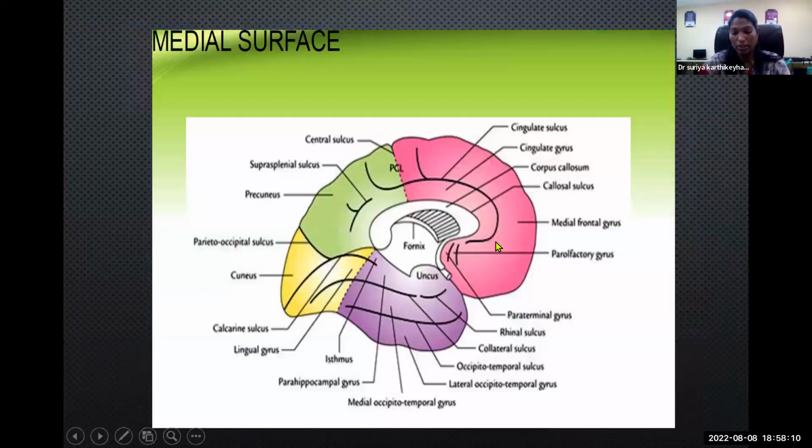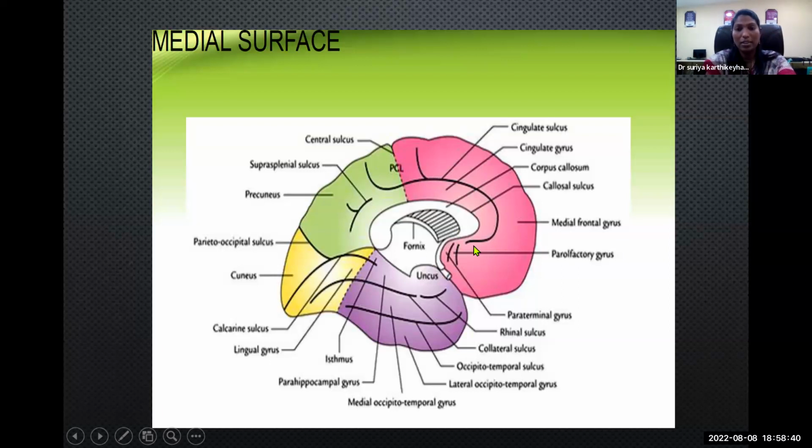Again, we should know about it, same as the superolateral surface. The medial surface also has important sulci and gyri. You can at least remember 5 sulci in the medial surface. One important is the cingulate sulcus. The cingulate sulcus extends from the medial surface of the frontal region to the parietal lobe.